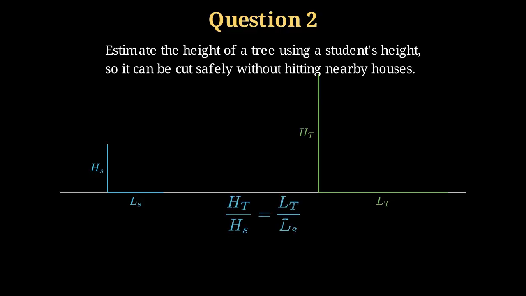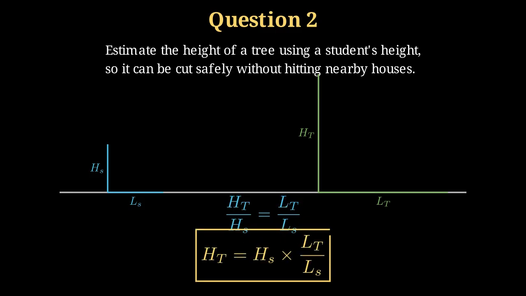Because the triangles are similar, the ratios of matching sides are equal. Height of tree over height of student equals length of the tree's shadow over length of the student's shadow. Rearranging, the tree's height equals the student's height times the ratio of the two shadows. Measure the three lengths and you have the tree's height. Well done.